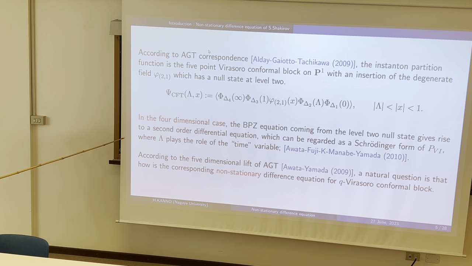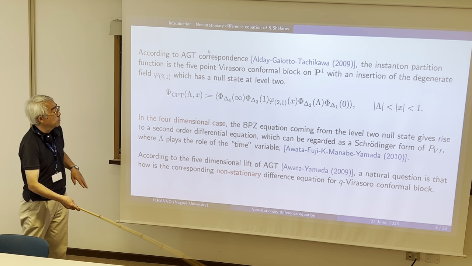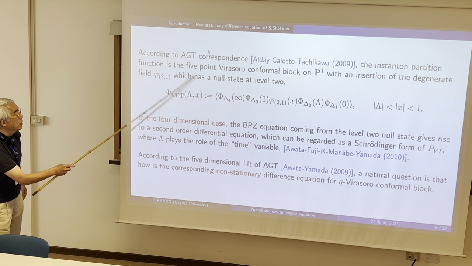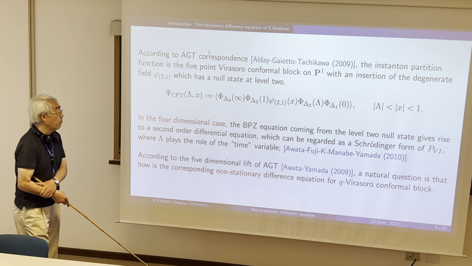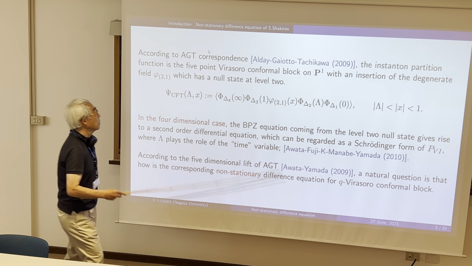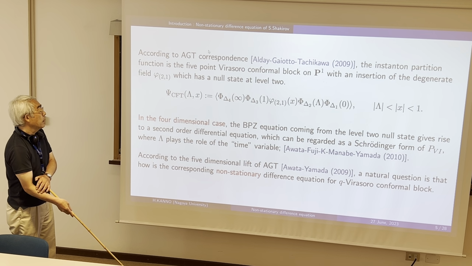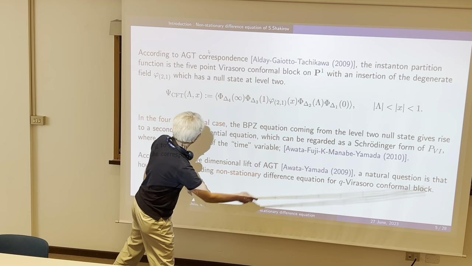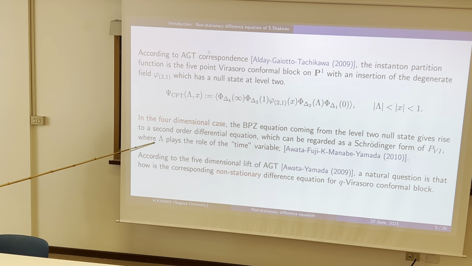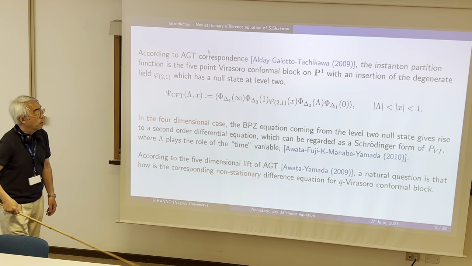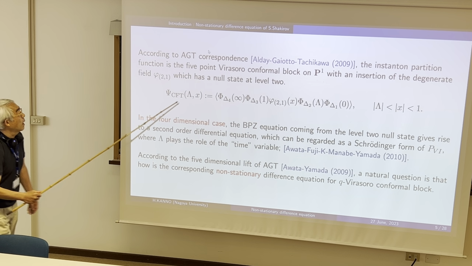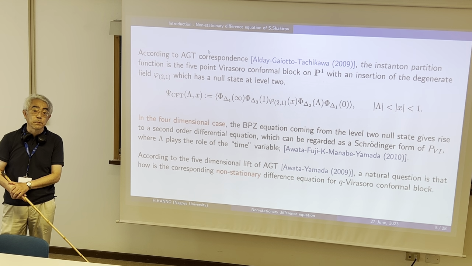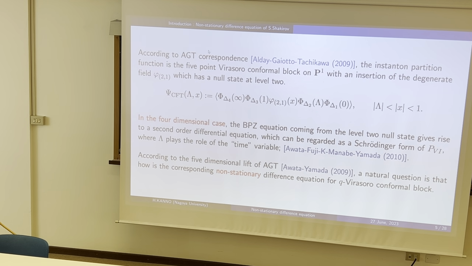And as I told you, in the four-dimensional case, we know from two-dimensional CFT the so-called BPZ equation for this 5-point correlation function, coming from the level 2 state of this degenerate field. And then it is regarded as a Schrodinger form of Painlevé VI, where this lambda, the instanton expansion parameter, plays the role of time variable. By Schrodinger form, I mean this Nekrasov partition function, or this CFT conformal block, is a wave function of the Painlevé Hamiltonian, right?